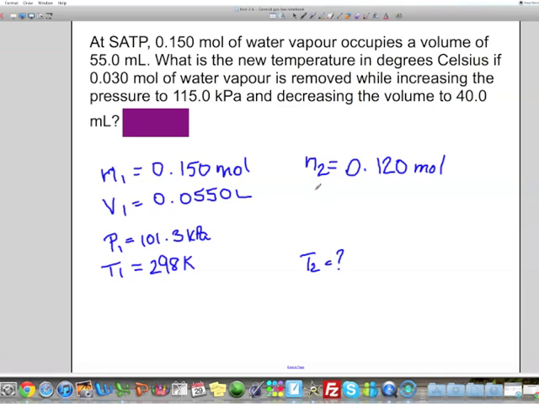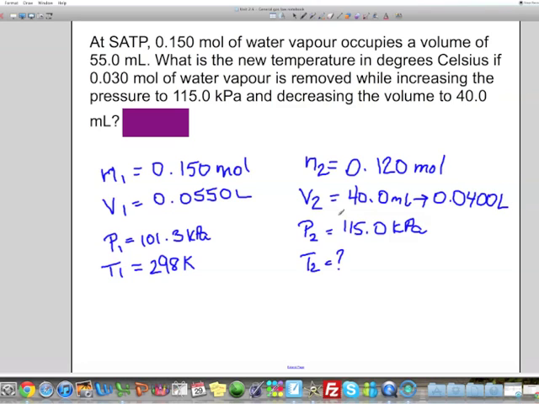Is removed while increasing the pressure. So the pressure now goes, P2, to 115.0 kilopascal. And decreasing the volume to 40. So V2 is equal to 40.0 ml, which means I have to convert this into liters, 0.0400 liter.